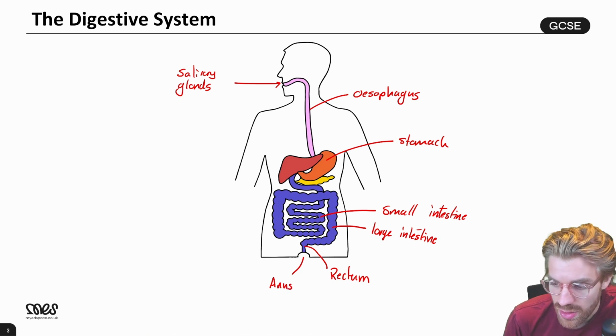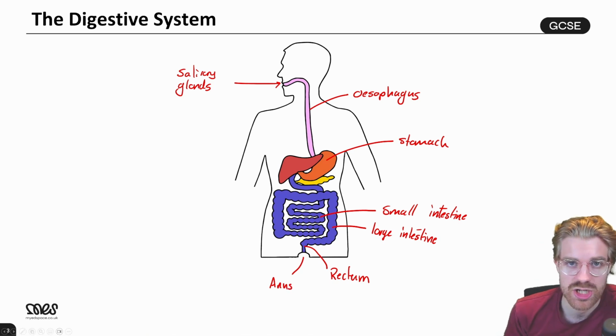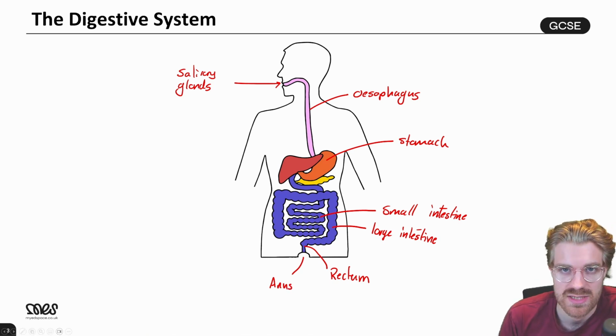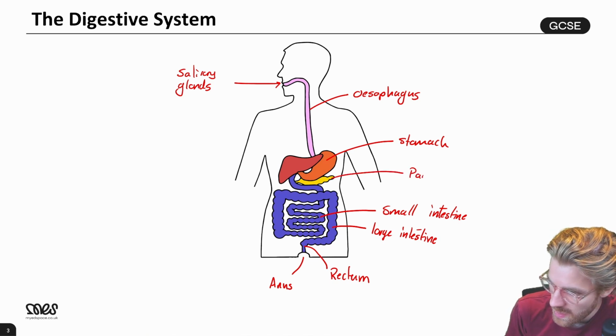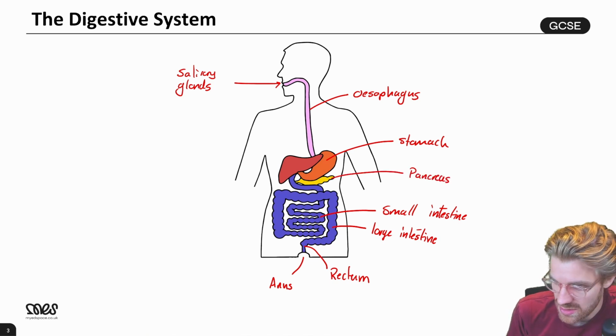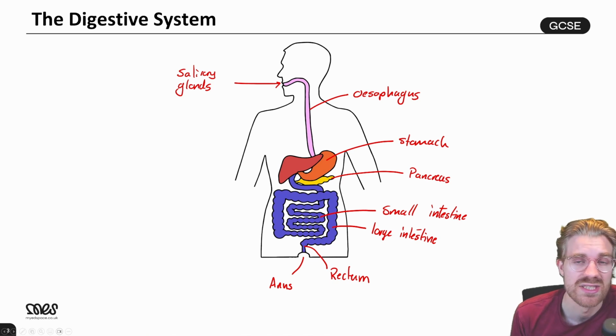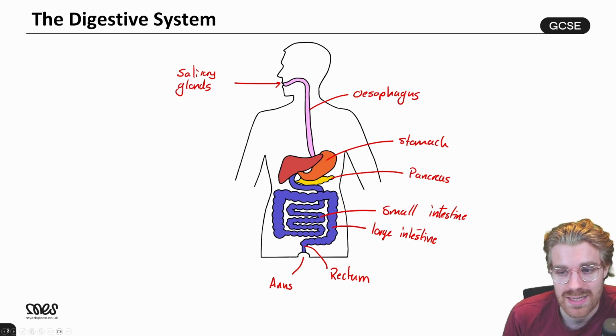Now, there's some other parts to the digestive system which help in the function of the digestive system. The first part here is the pancreas. And within the digestive system, the pancreas has the role of producing enzymes. The pancreas also has a role within the regulation of blood glucose levels, but we'll be looking at that later.